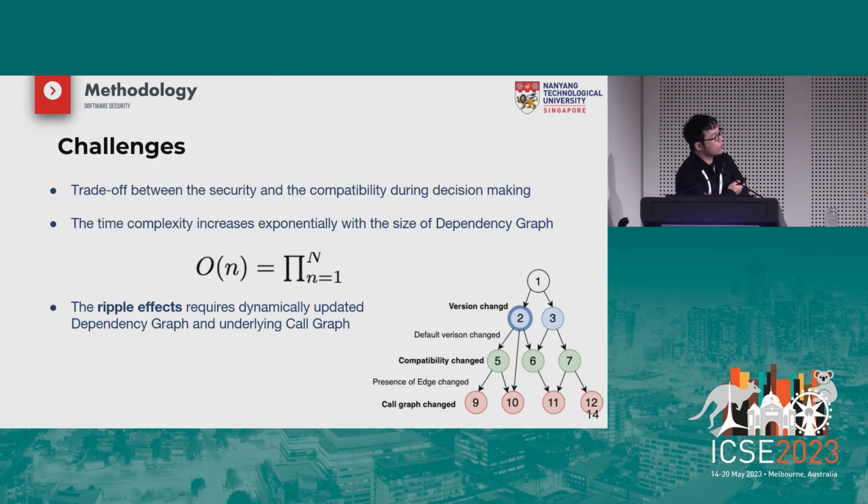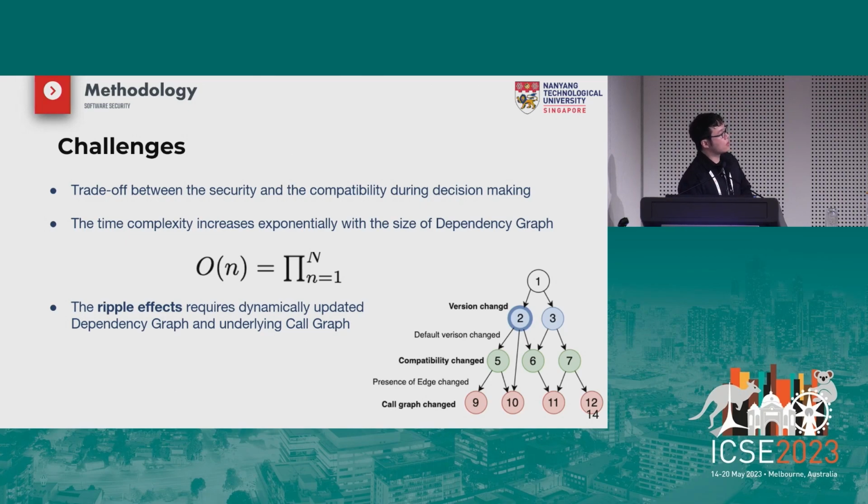To achieve these requirements, we are facing several challenges. First is the trade-off between security and compatibility during decision making, because the candidate versions are not always both secure and compatible, so sometimes we have to make a trade-off. Also, the time complexity increases exponentially because we have to traverse all the potential solutions in the dependency graph. For example, each node has several versions, and the entire graph could have a lot of potential solutions.